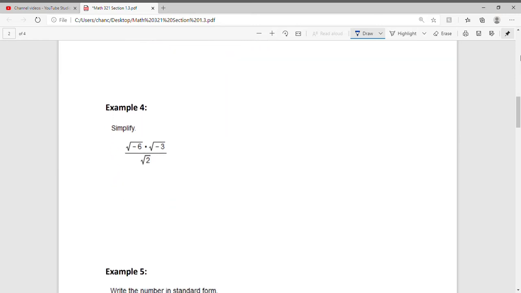In example 4, there's again a lot of these radicals with negatives inside. Pull out the i first. Each time bringing that square root of negative 1 to the front. Every time I have a square root of a negative, pull out the i and make the radicand positive. Now we have a situation where we have i times i, that's i squared. And then I can combine the square root of 6 times the square root of 3, that's the square root of 18. 3 times 6 is 18.